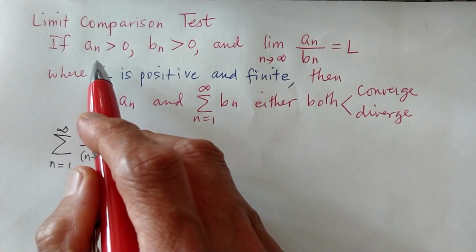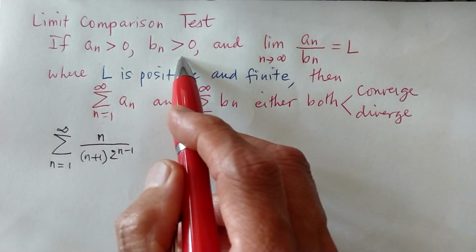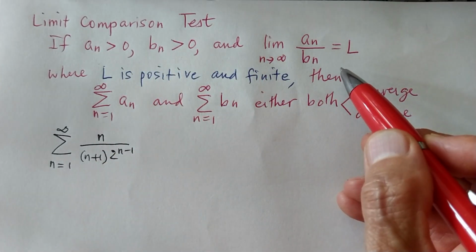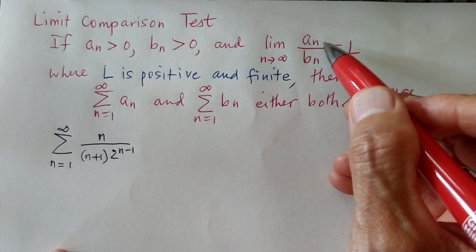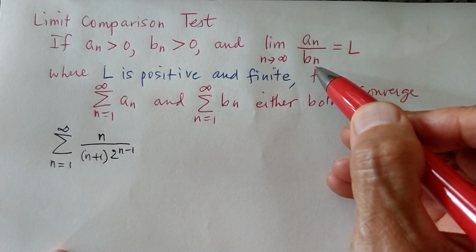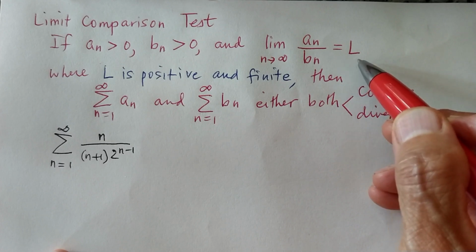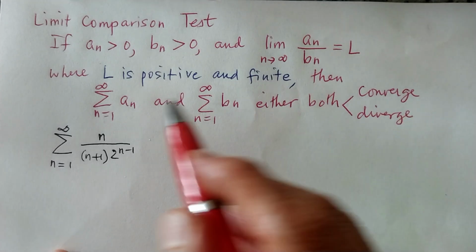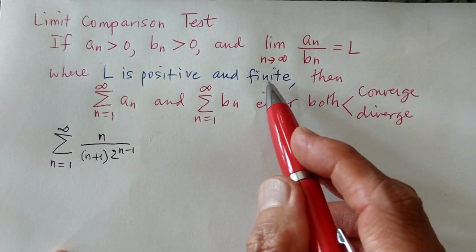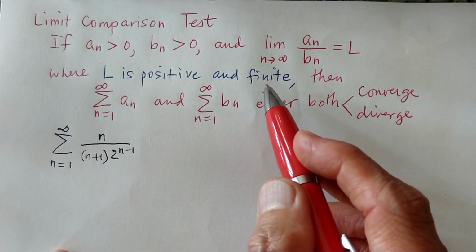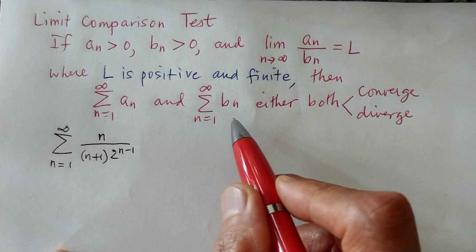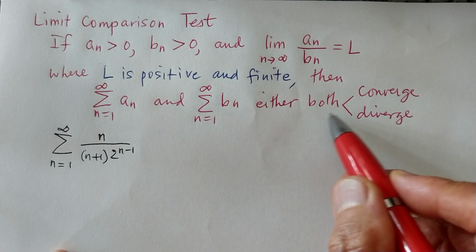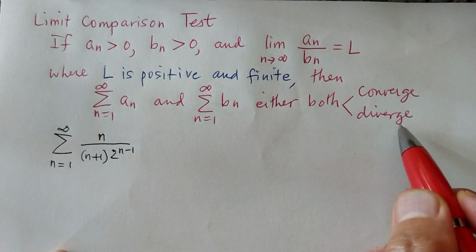The requirements for this test are the following. The terms of the series are both positive, okay? And here's a condition. If we find the limit of one series over another, the limit must equal some positive number L, okay? It must be a positive number and a finite number, that's not infinity, okay? When this is the case, then the two series either both converge or both diverge.